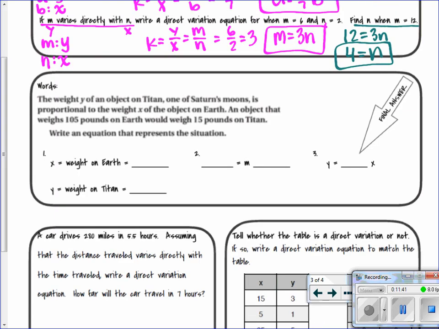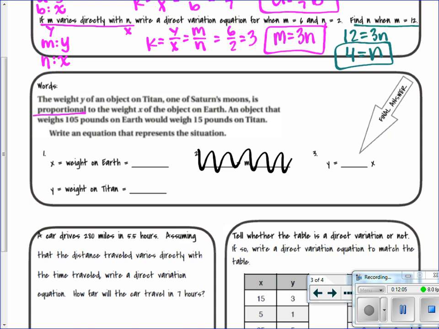On the next part, we're not going to do this middle part, actually. Okay, so the weight y of an object on Titan, one of Saturn's moons, is proportional to the weight x of an object on Earth. The object that weighs 105 pounds on Earth would weigh 15 pounds on Titan. So it's saying that they have this proportional weight, meaning their weights vary directly.